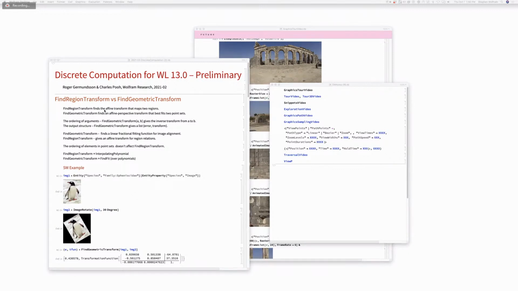Yeah. Finds the affine transform that maps two regions. Maps from one region to another. If they're related by an affine transform, this one finds it. Why do we call it affine transform? We want to expand it in the future. Right now, today, when things are congruent, that's a special affine transform. When things are similar, that's another.